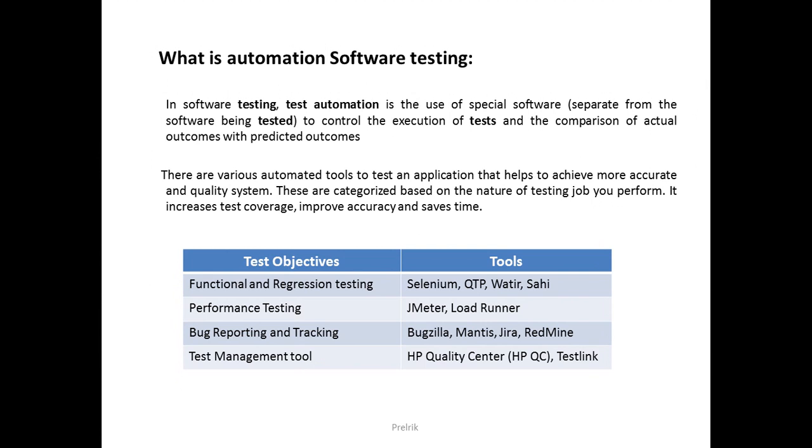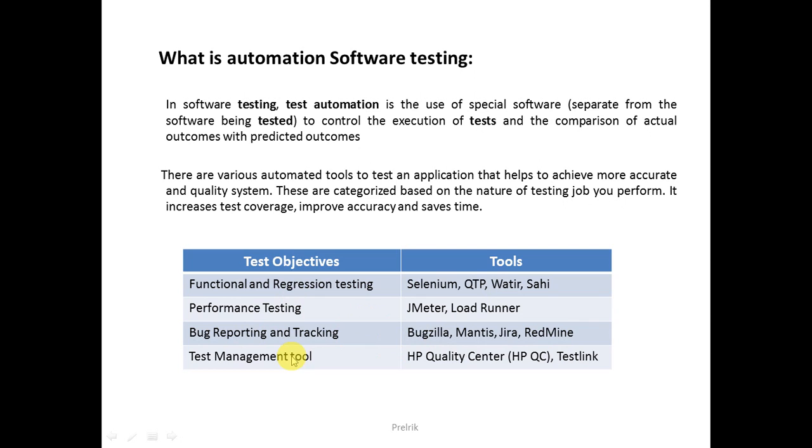Now what is automation? Automation is like implementing a tool to eliminate the manual process. So there are different tools available in the market for different test objectives. So what are the tools and what are they for? For functional and regression testing, there are tools called Selenium, QTP, Watir, and Sahi. For performance testing, there are tools like JMeter, LoadRunner. For bug reporting and tracking, there are tools Bugzilla, Mantis, Jira, Redmine.